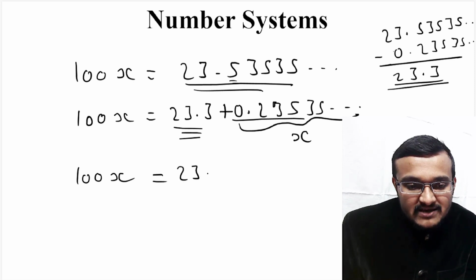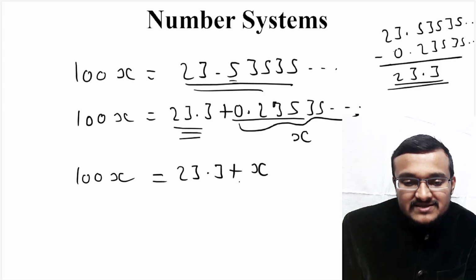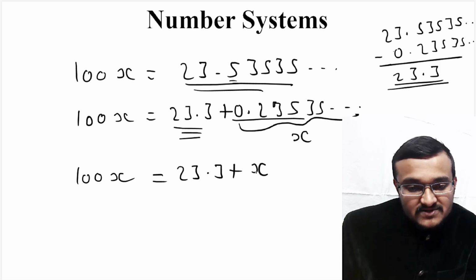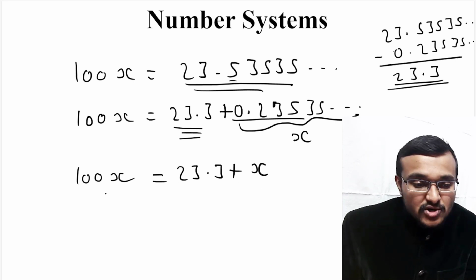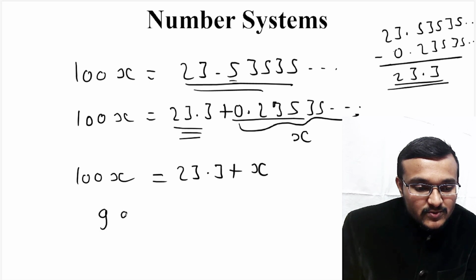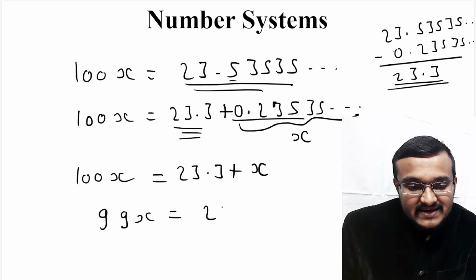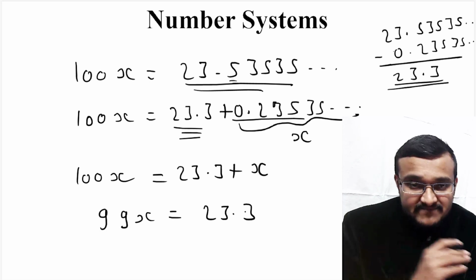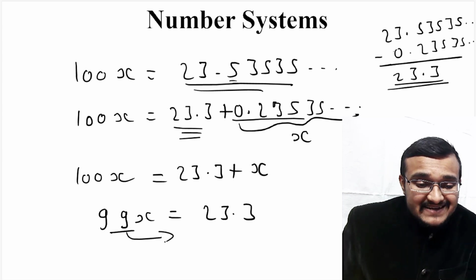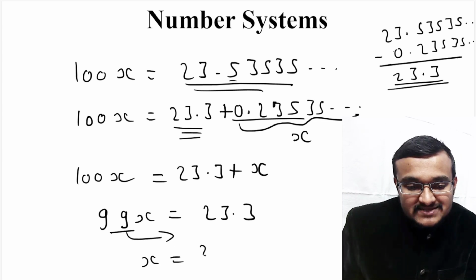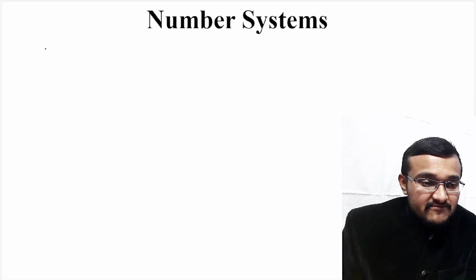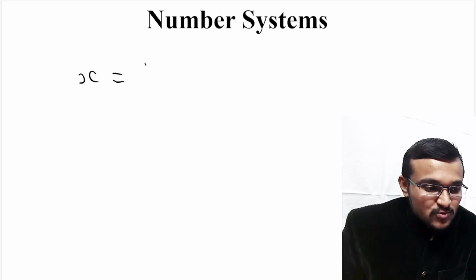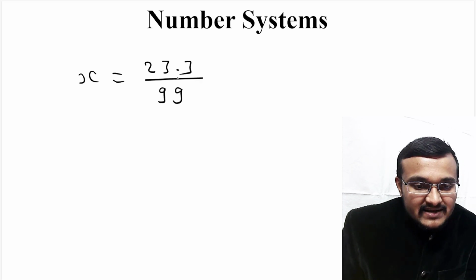So now we have got this. 23.3 plus x. So minus x, it will become minus x when this plus x is brought to the LHS. So 100x minus x is 99x, which is equal to 23.3. So now you can bring this 99 to the RHS, it will go to the denominator. So x is equal to 23.3 divided by 99. So now we are getting x is equal to 23.3 divided by 99. So here the decimal point is there. I have to remove this decimal point.